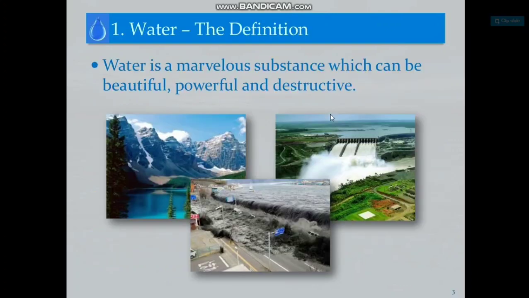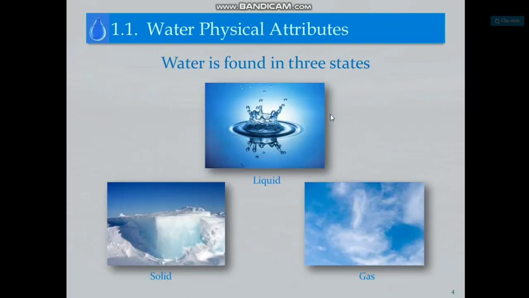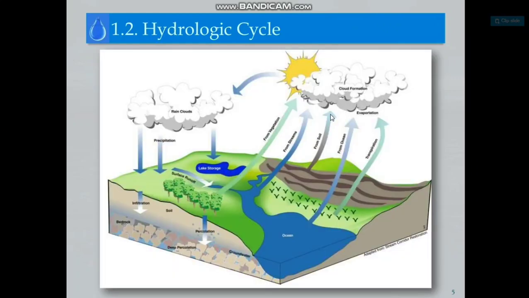Well, what is the definition? Water is a marvelous substance which can be beautiful, powerful, and destructive. Physical attribute: water is found in 3 states: solid, liquid, and gas. Hydrological cycle: this is the water cycle which you all have studied.